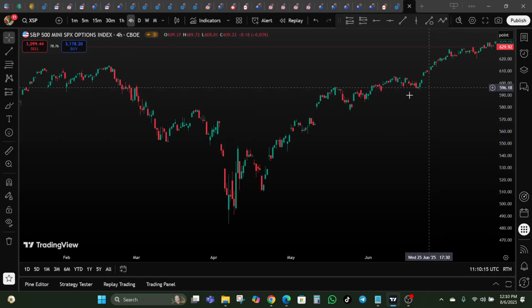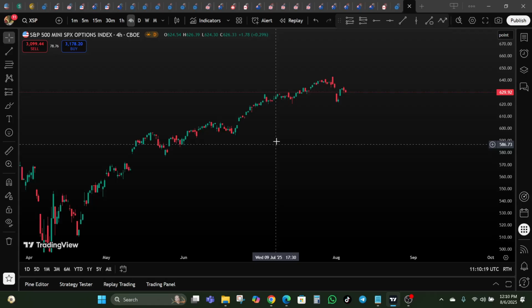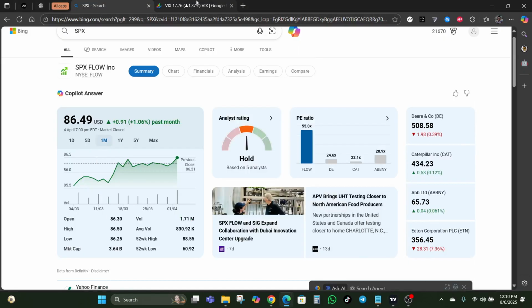If price rejects at expected move highs and volatility is expanding, you may consider a short biased play, especially if VIX is confirming.